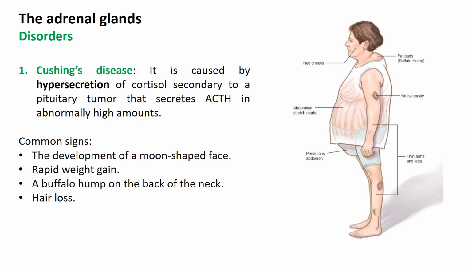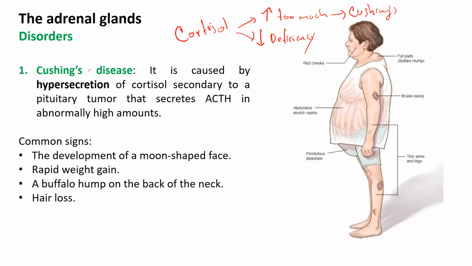All right, let's review the disorders of the adrenal glands. We're going to focus on cortisol. I told you before, with cortisol we have two possibilities here: the levels are too high, or we have a deficiency. If we have too much cortisol, an excessive amount of cortisol, we have Cushing's. In reality, what this is called is Cushing's syndrome.